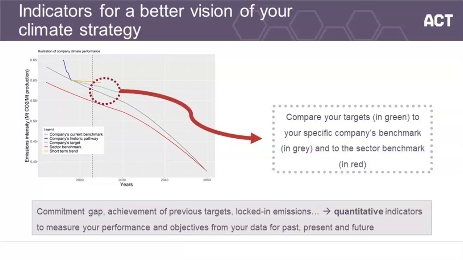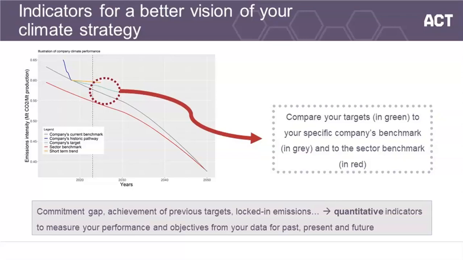If there is no gap, of course, it's a good point, and that means that your targets are aligned with your low carbon transition. We look also at the achievement of your previous targets. We look also at the locked-in emissions, which are emissions related to your assets. And so we assess if you will spend in the future the carbon budget you are able to spend in order not to exceed the carbon budget of the sector. And so we use a lot of quantitative concepts in order to measure and to assess your performance and your alignment with the low carbon transition.